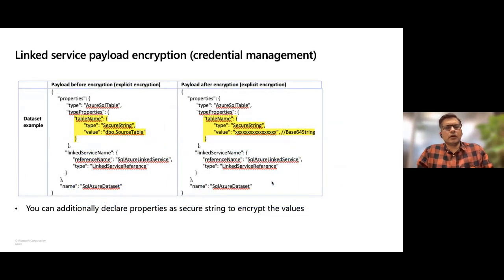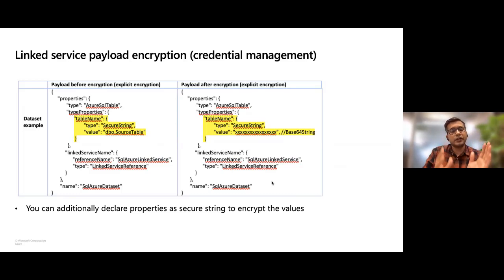And here's an example of a linked service payload encryption. What I mentioned is that by default, we keep some fields in the linked service, let's say server name, username, password. Those are the fields which we always treat as secure. But additionally, if you want to make a particular thing like a table name a secure string, you can always edit the JSON.